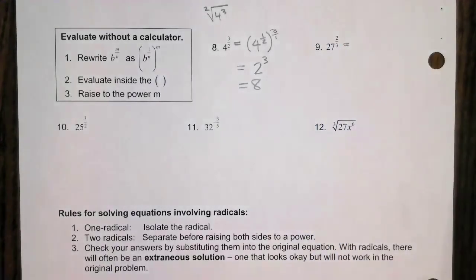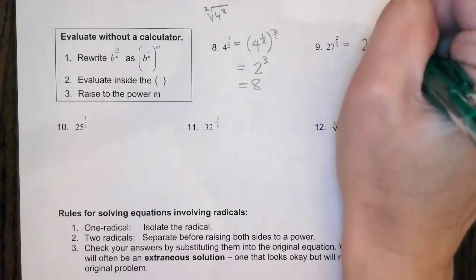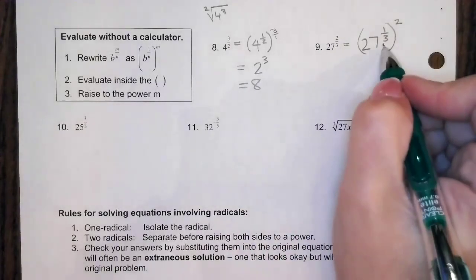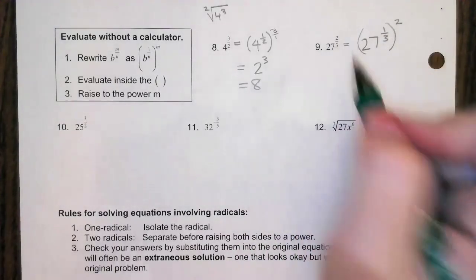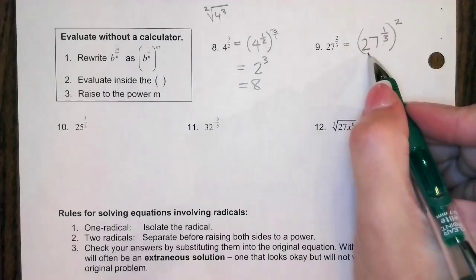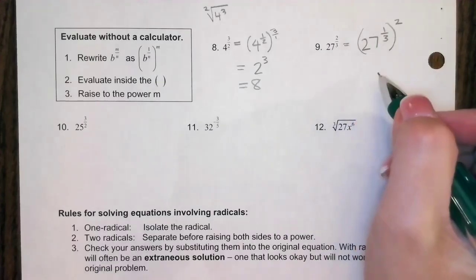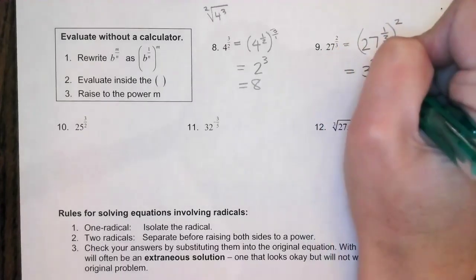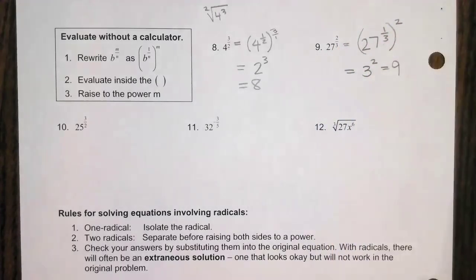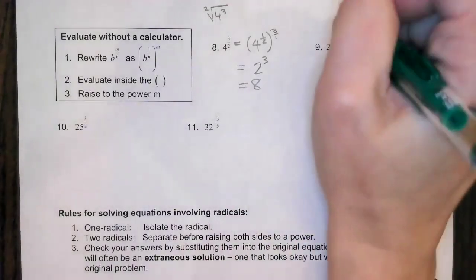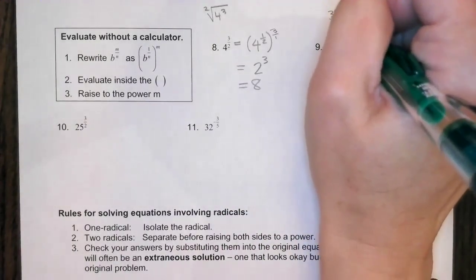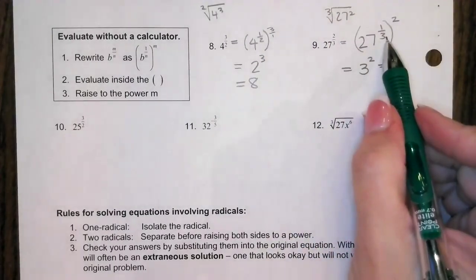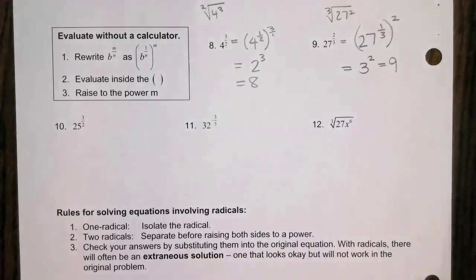All right, let's try this one right here. So we get 27 to the 1/3 power raised to the 2nd power. So we've got a power to a power, so that multiplies to be this, but now we can simplify this inside part. Going to the 1/3 power is the cube root, and so the cube root of 27 is 3. And so that is 3 squared, which is 9. That is much easier than trying to simplify that right there. That's the reason why we use these rational exponents. It makes it a lot easier.